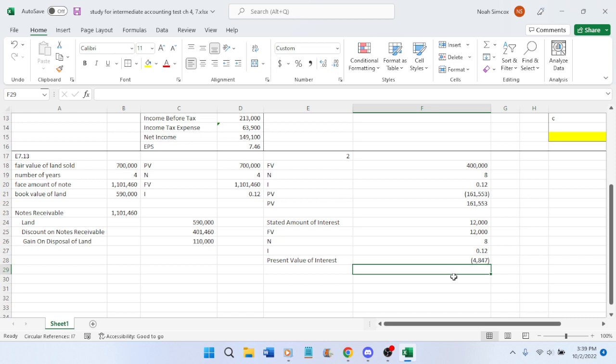$4,847. That doesn't sound right. Not even close. How does this work? What? How? What did you do? What did you do to get this? He multiplied 12,000 times 4.96. Where did he get that from?